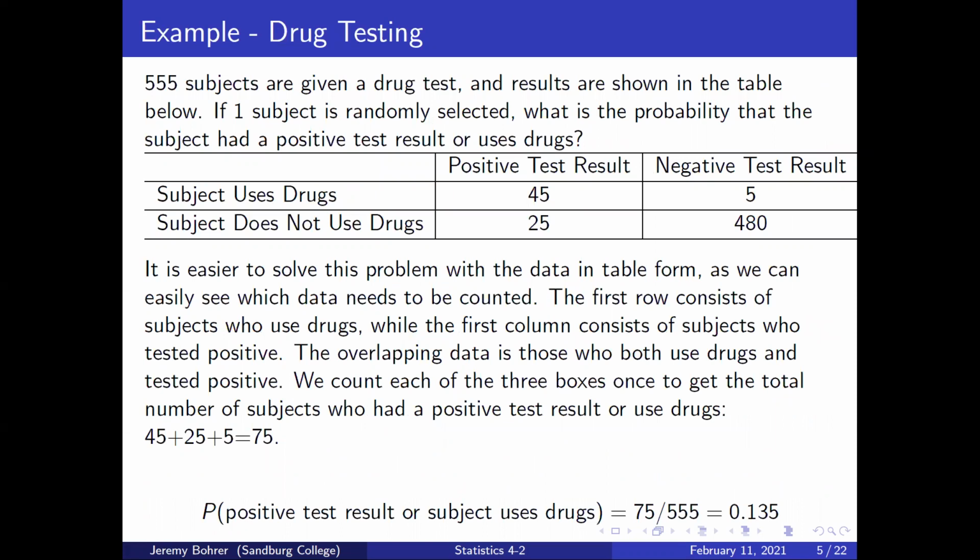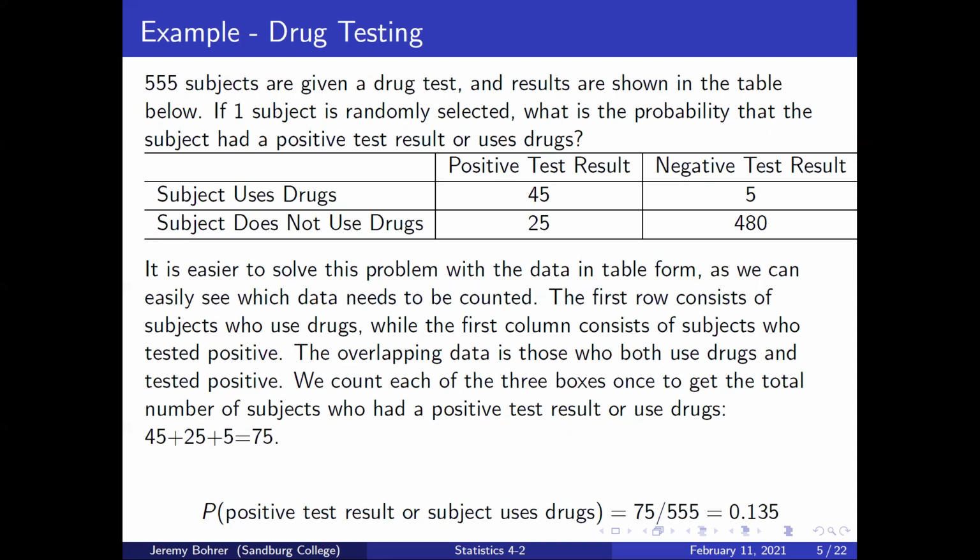For example, 555 subjects are given a drug test and results are shown in the table below. If one subject is randomly tested, what is the probability that the subject had a positive test result or uses drugs? So here we have four possibilities. 45 of the 555 subjects both used drugs and had a positive test result. 5 of them use drugs but have a negative test result. 25 do not use drugs and have a positive test result. And 480 do not use drugs and have a negative test result.